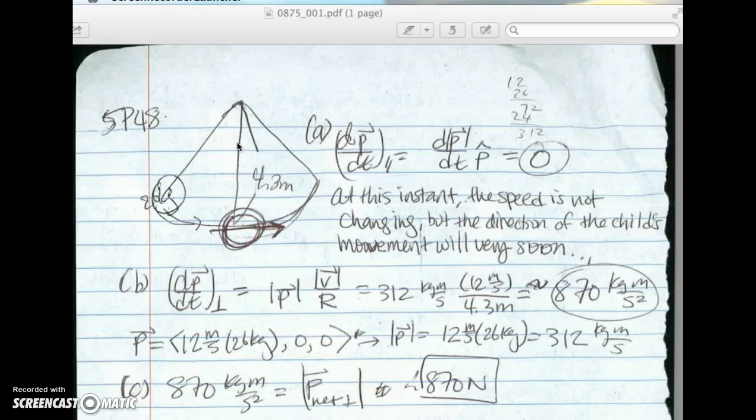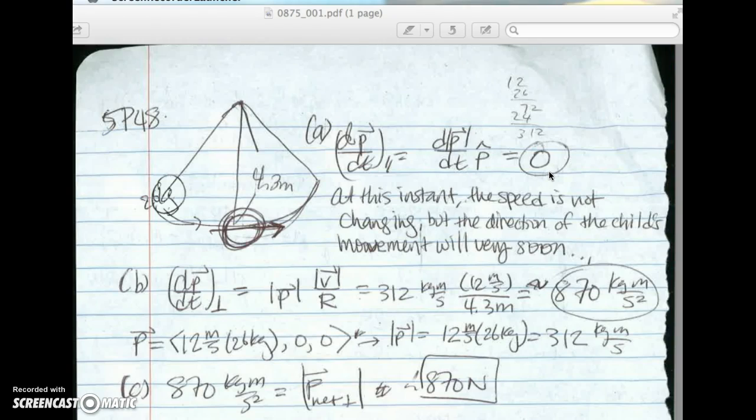It's almost like in a uniform circular motion where this parallel component is 0. If you break down the equation, it's essentially d of magnitude p dt times unit vector p, so it makes more sense that because this first part is 0, the entire thing will also be 0.